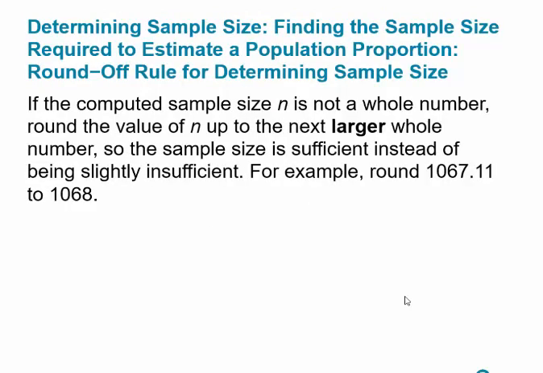Now, if the computed sample size n is not a whole number, we round the value of n up to the next larger whole number, so the sample size is sufficient instead of being slightly insufficient. For example, we round 1067.11 to 1068.